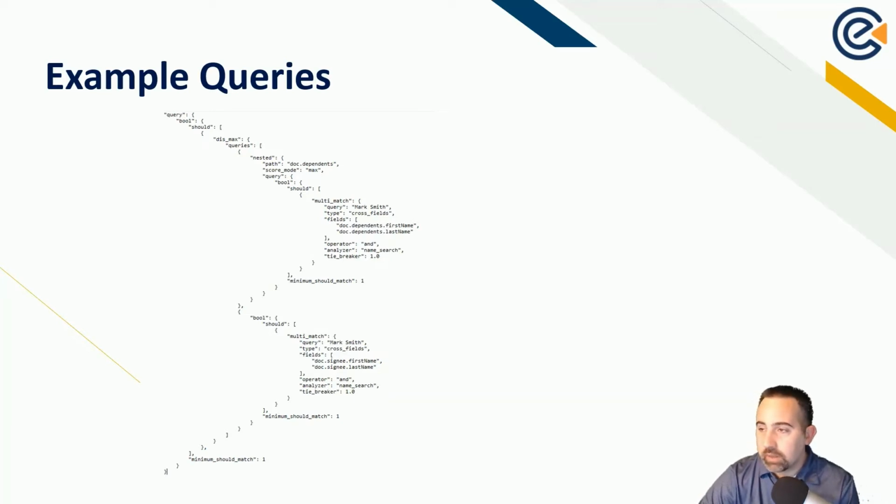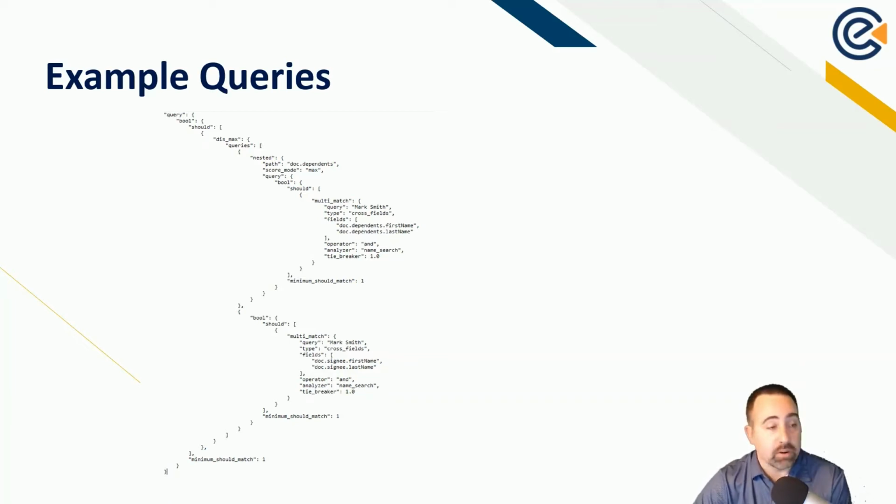The first part is nested, where it's saying, all right, in the document dependents, which is an array, go through and find the one that gives me the best score. In this, find that same multi-match query for Mark Smith, looking across the fields first name and last name, and doing a name search. What this gave us is a way to look across all these waivers, all the dependents, and the signee, and find that instance of Mark Smith that matched based on the highest score.